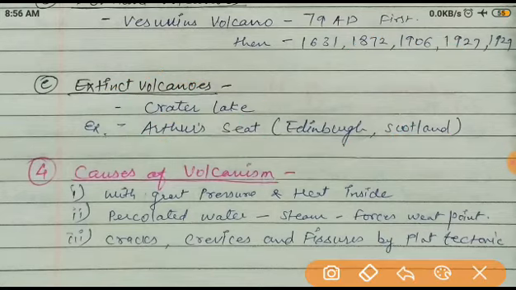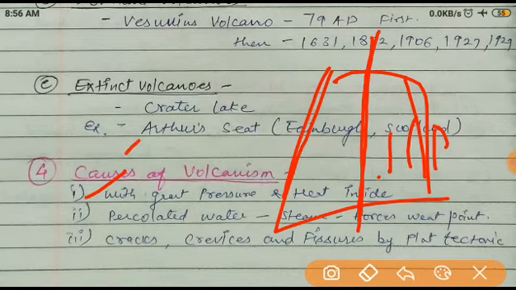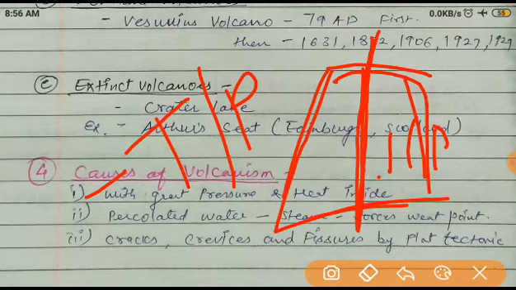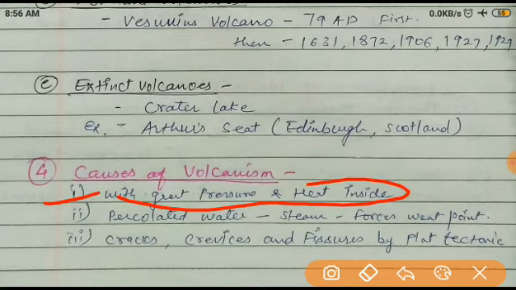Now let's see what are the causes of volcanism. So basically there are three reasons. By these three reasons we can easily understand. We know very well about that. This is the earth crust from top to bottom. As we go inside, temperature increases as well as pressure increases, because in the last chapter we have already discussed temperature as well as pressure both increase as we go from crust to core. Okay, crust to core, with a great pressure and heat inside. So it is clear, the first reason is great pressure and heat inside.